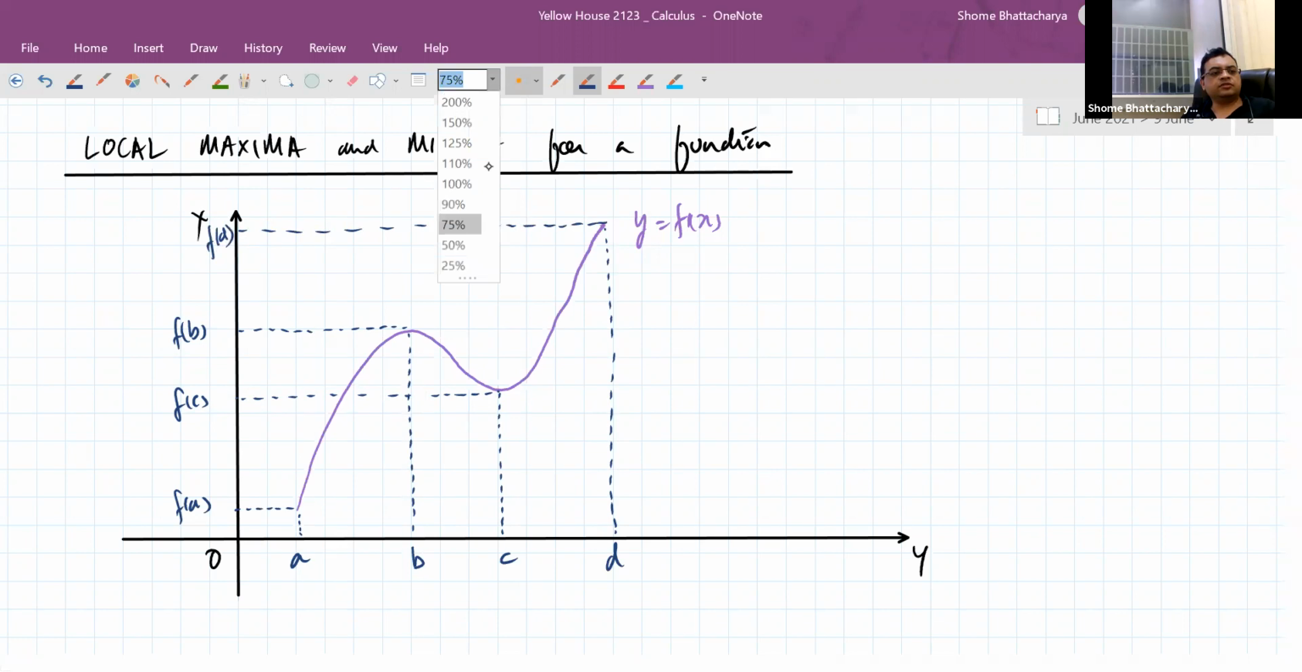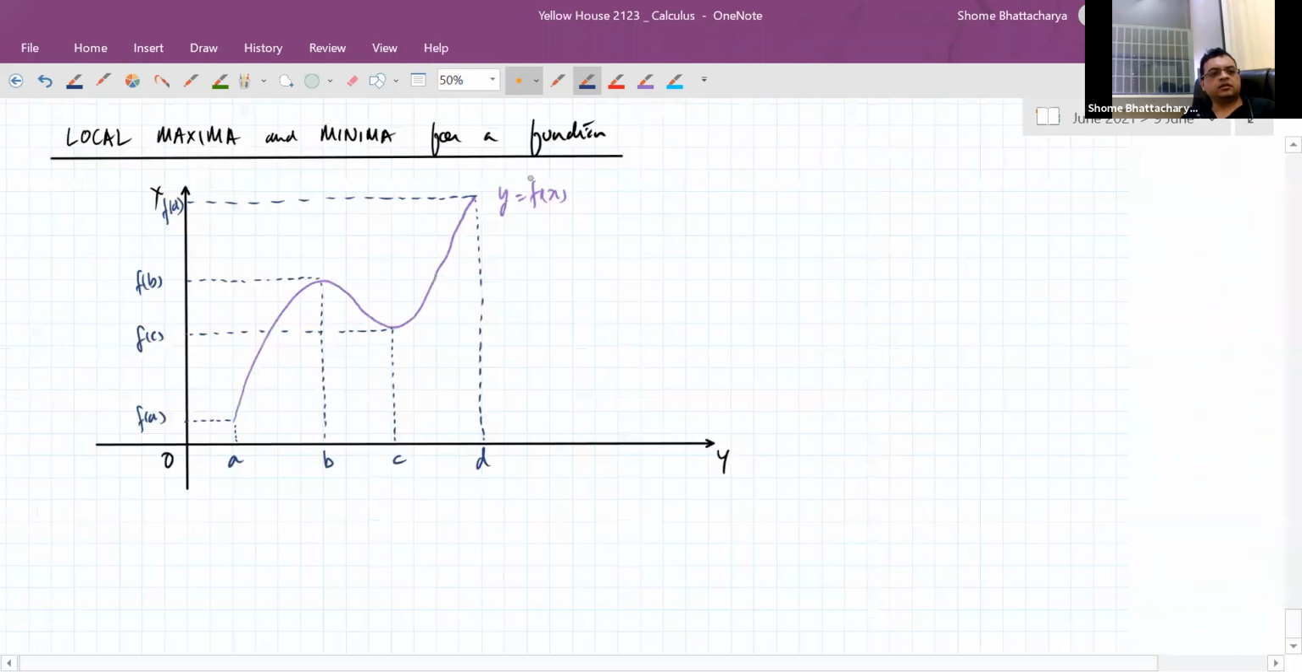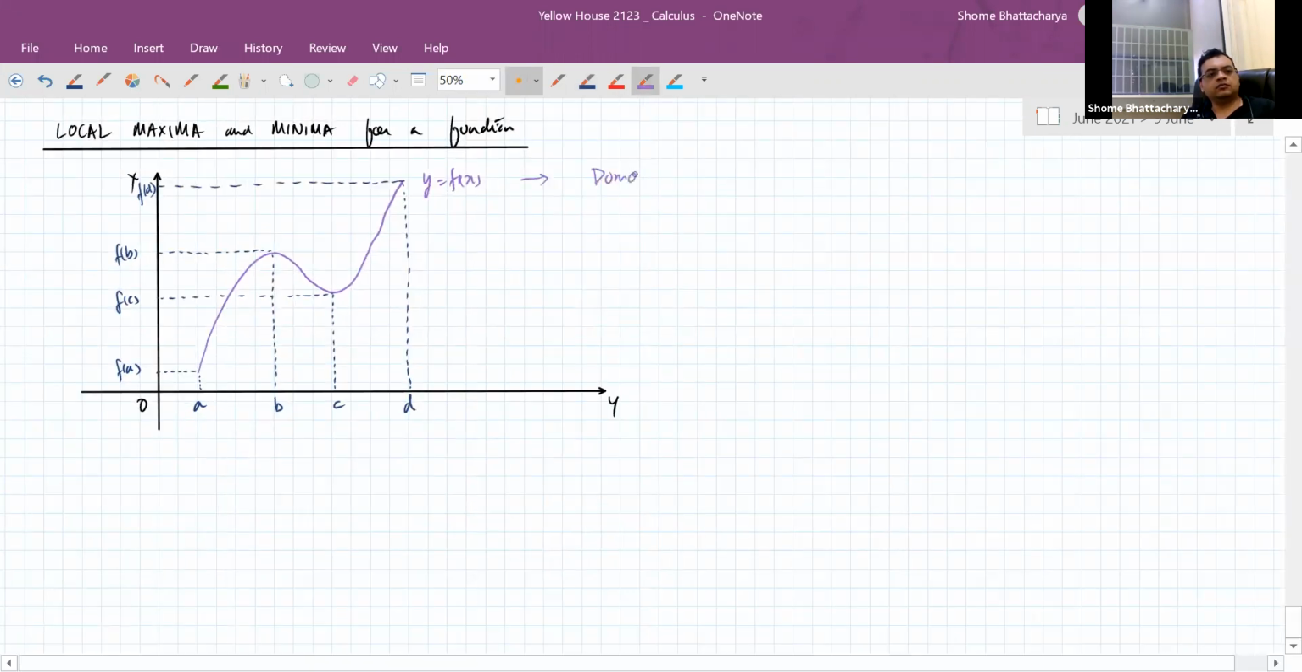So you can clearly see that the way the function is drawn, it seems to be a restricted domain of a to d, and therefore it has a range in this case of f of a, whatever that lowest value is, up to f of d. So you can also see that the global maxima equals f of d, and the global minima equals f of a in this particular case.